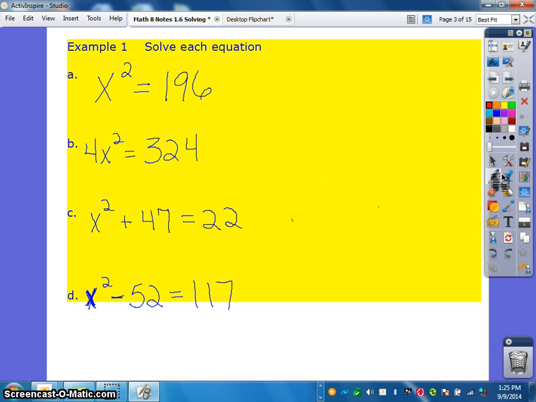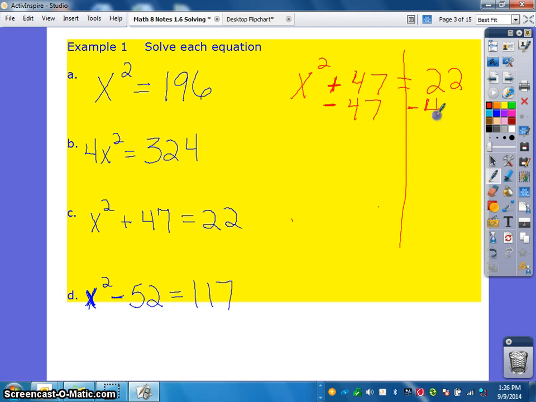Letter C. x squared plus 47 equals 22. Two-step equation. Am I going to multiply or divide again on this one? No. What am I going to do? Red rover, send over. Send over the what? I need to get this by itself. So send over the 47. What's the inverse of a plus 47? I need to minus 47 from both sides.